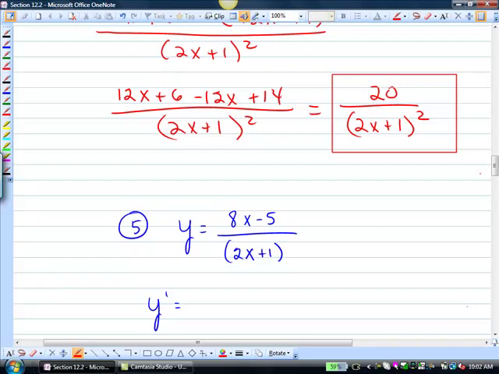Number 5 is very much like that. You try it. I'll write up here, but you try number 5. Try writing it and seeing what you get.